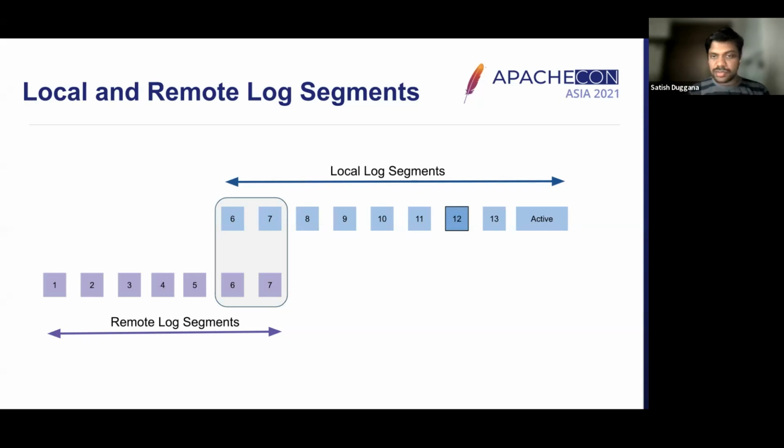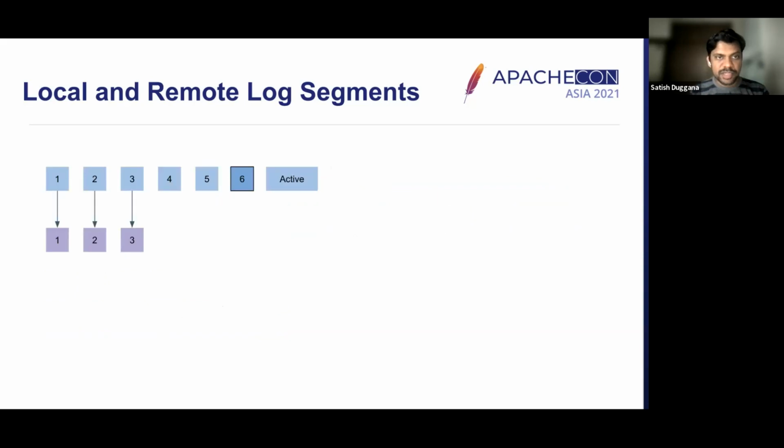You can see here, there are remote log segments from 1st to 7th, and there are local log segments from 6 to 14. The local log segments earlier than 6 are all deleted, based on the local log retention policy.